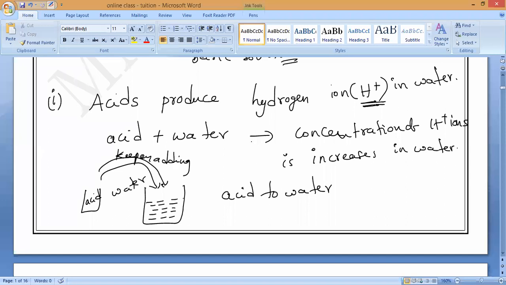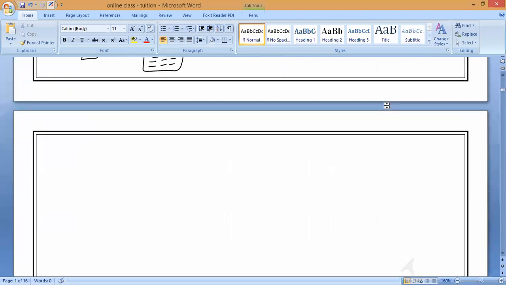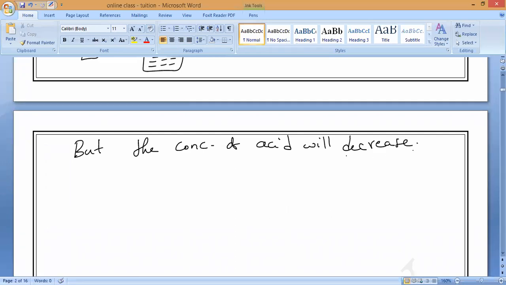So if you are adding acid to the water, the concentration of H plus ions increases in water. But the concentration of acid will decrease. What will happen? The concentration of acid will decrease. All of you, do you remember or not? If you are not understanding, you have to tell me.